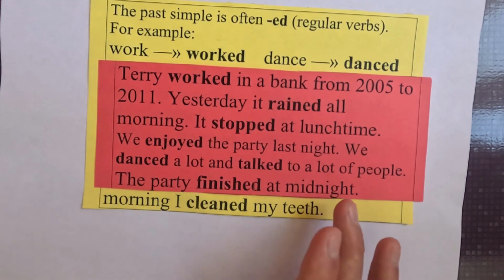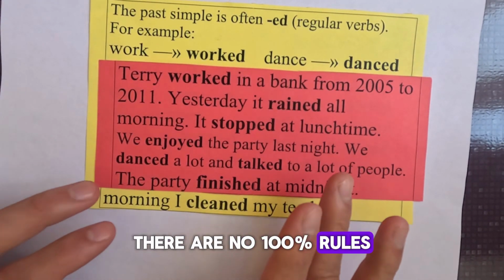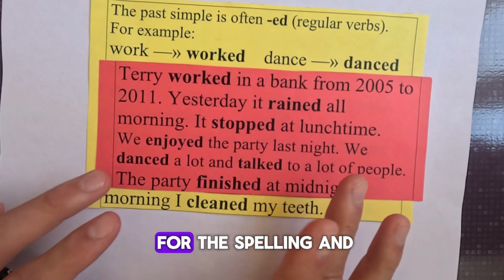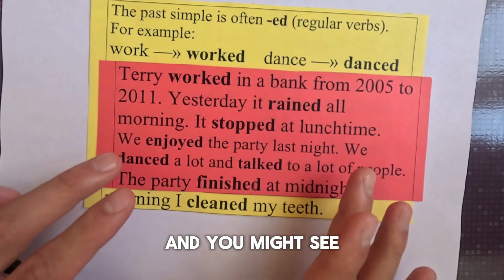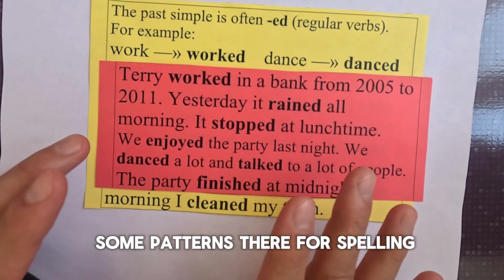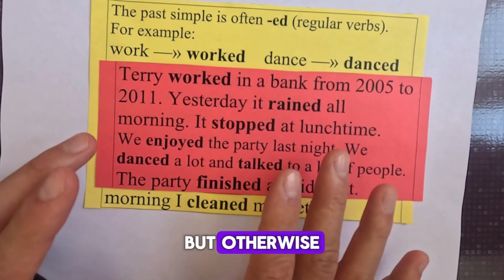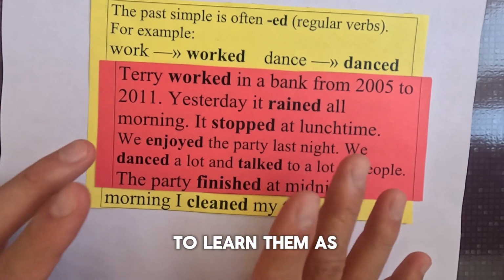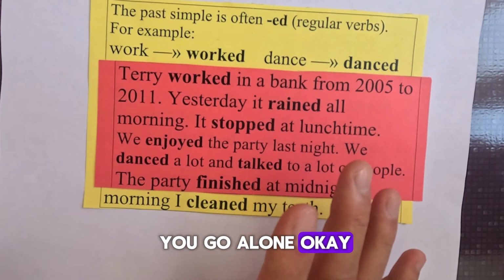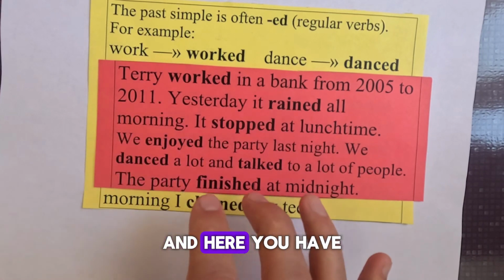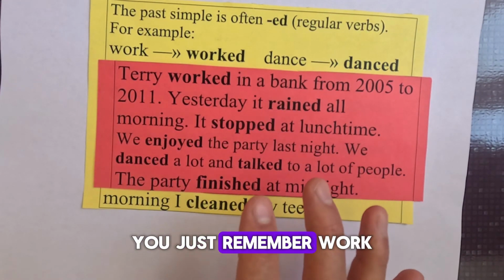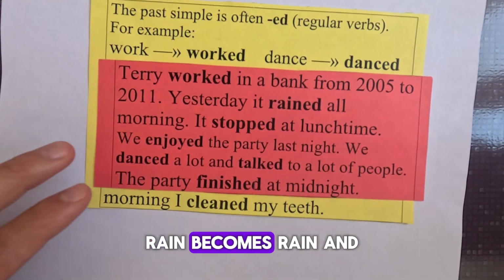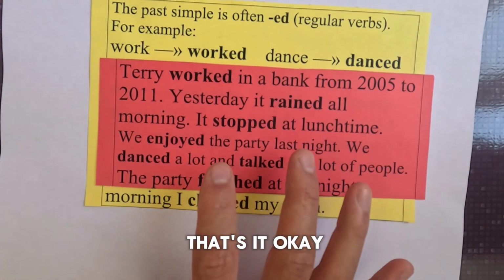Okay? There are no 100% rules, but there are patterns for the spelling, and the verbs fall into some groups, and you might see some patterns there for spelling, but otherwise you kind of have to learn them as you go along, okay? And here you have to add ed, and that's it. You just remember, work becomes worked, rain becomes rained, and that's it.